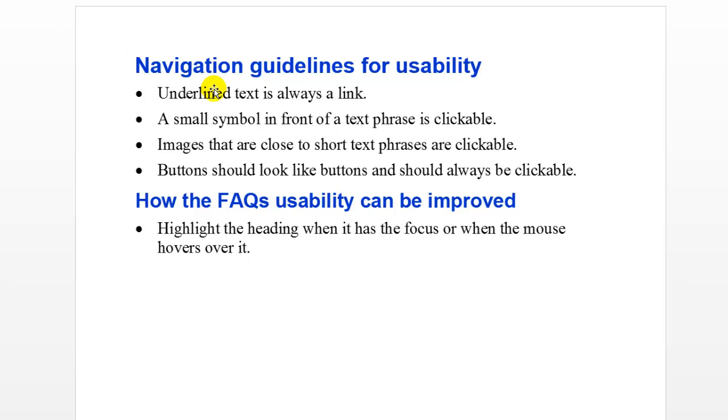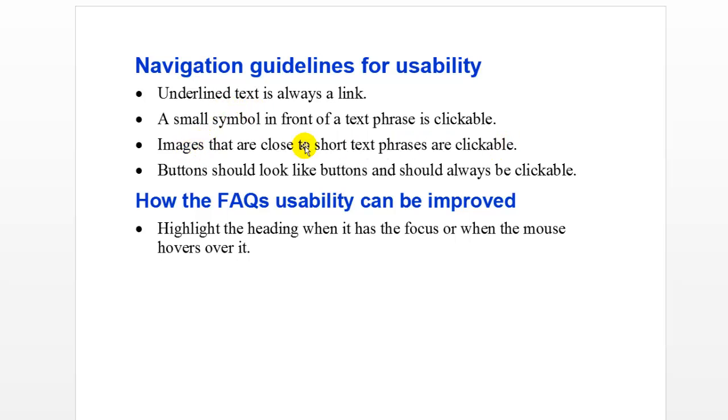So for navigation, underlined text is always a link. If you have underlined text all over the place and none of them are links, that's probably a bad thing. A small symbol in front of a text phrase is clickable, such as our example with the plus and the minus. It just looks like it should be clickable. It should kind of mimic the idea of a button.